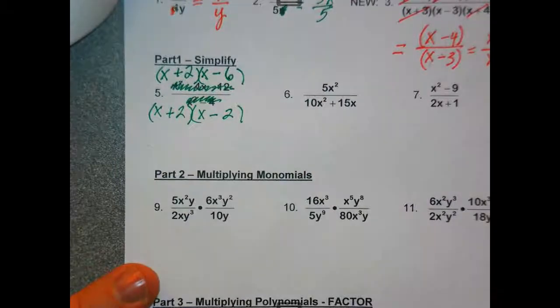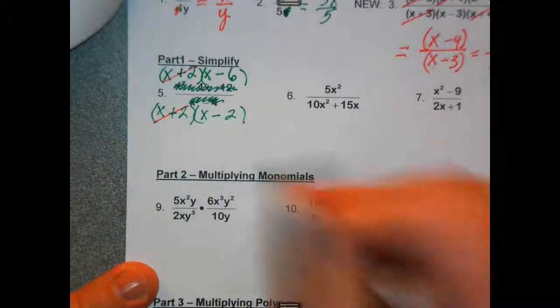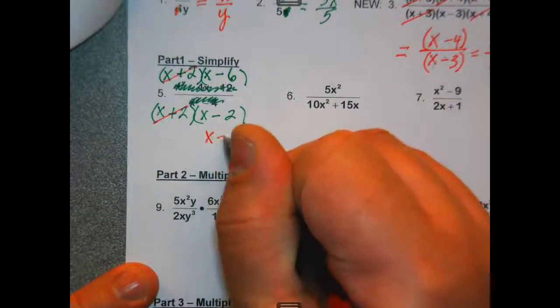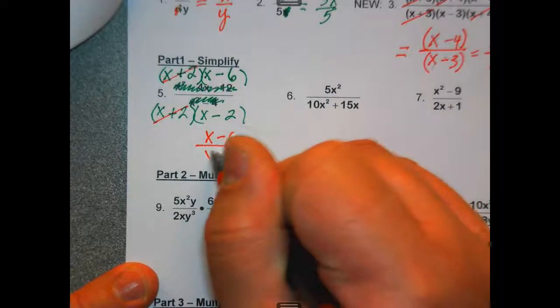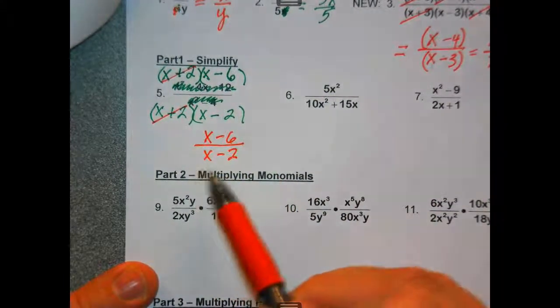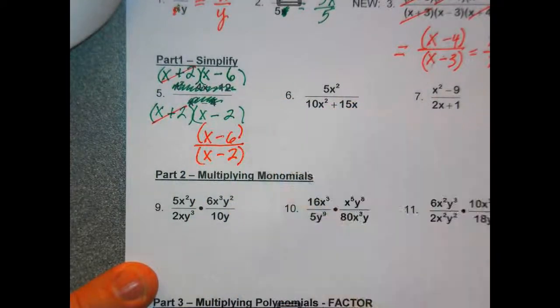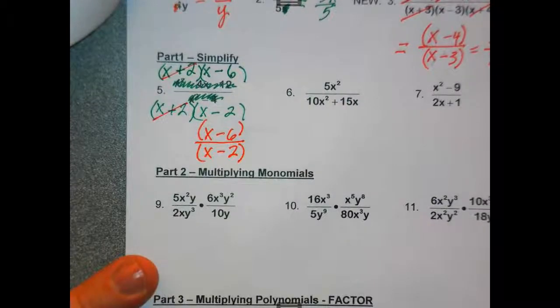Now we can cancel, right? And we end up with x minus 6 over x minus 2. And if you're one of those students that like to cross x's out with minus and plus signs, you can put parentheses in there to prevent you.